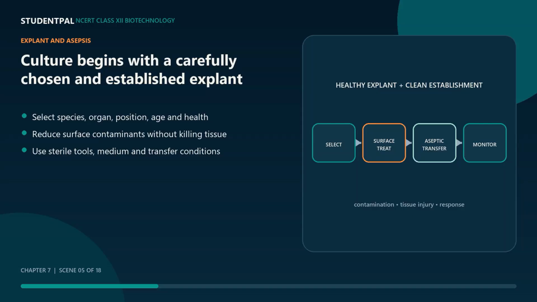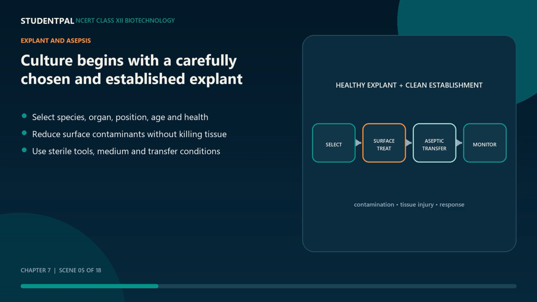An explant is the piece of plant material used to initiate culture. Its species, genotype, organ, position, developmental age, and physiological health influence contamination and regeneration. Young meristematic tissues may be responsive, but the best choice depends on the objective. Surface disinfection aims to remove or reduce organisms carried on the exterior, while preserving viable plant cells. Excessive treatment damages tissue. Insufficient treatment leaves contaminants. Because internal microorganisms may remain, a clean-looking explant is not guaranteed to be sterile.